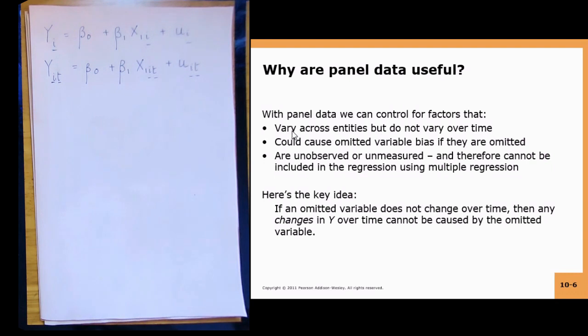So what kind of omitted variables might you be able to control for? One kind of omitted variable is something that varies across entities but remains constant over time. Let me give you an example. For example, we looked at the school districts, where you had different school sizes, class sizes, and different class performances.